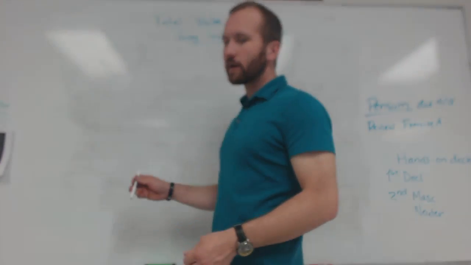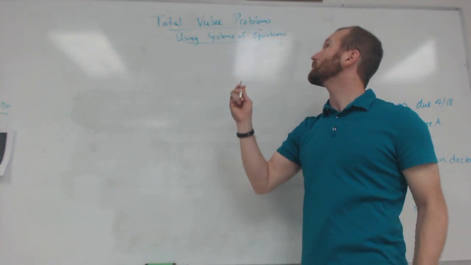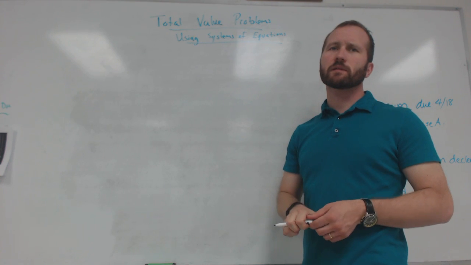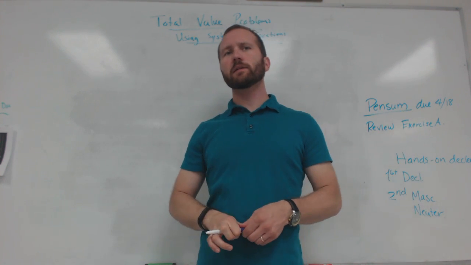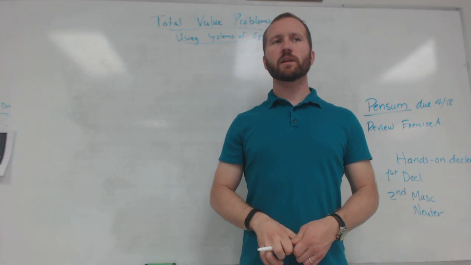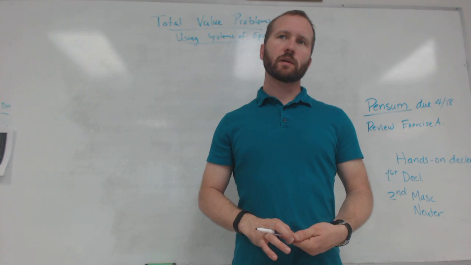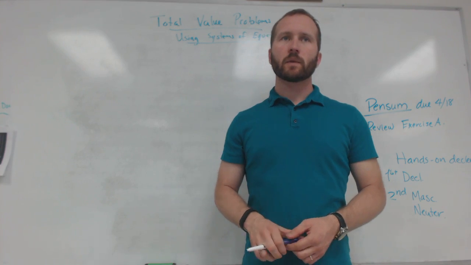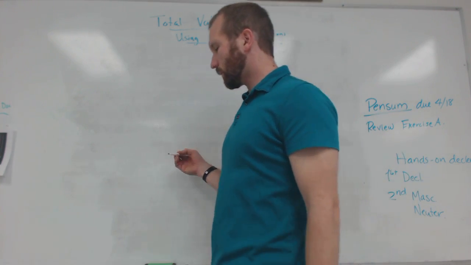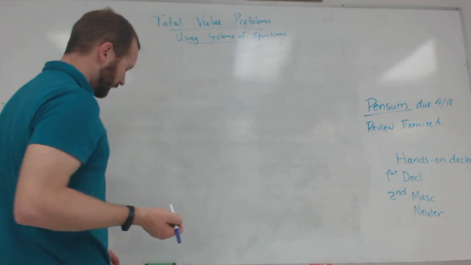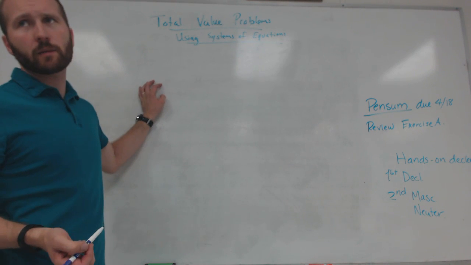Alright, today we're going to talk about total value problems. We're going to solve these using systems of equations. So these are similar to the other systems of equations word problems that we've done. There's just a little difference in the ones that we're doing today. So that's what I'm going to explain. When we talk about total value, in these types of problems, often we're actually talking about money.